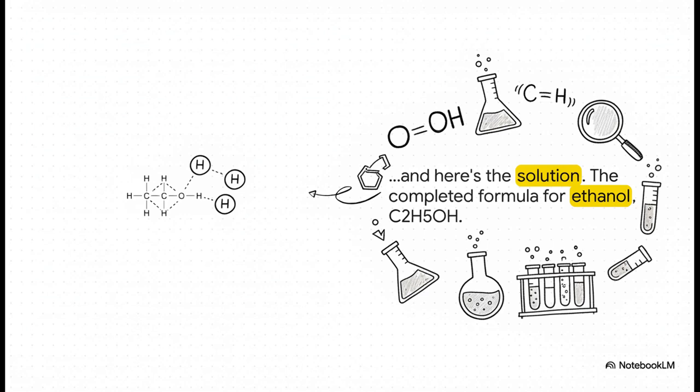You needed to add 2 more hydrogens to that second carbon, and most importantly, the OH group on the end. That OH is the functional group. It's the special part that literally makes it an alcohol. Getting all those bonds right gets you the mark.